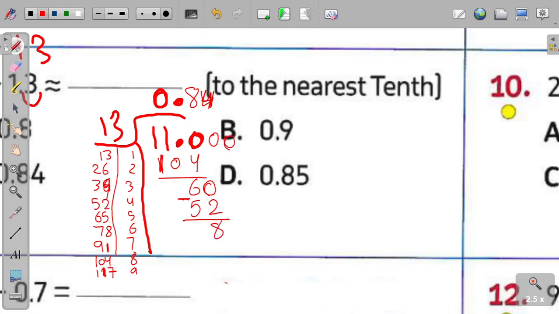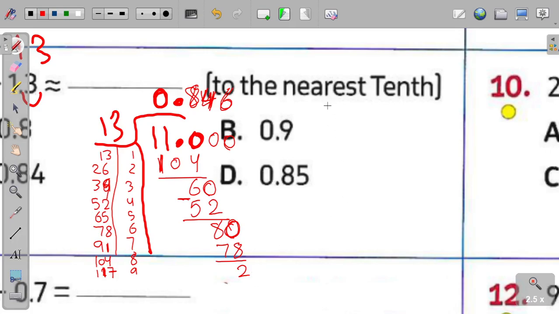And I will add 10 again here and here, so I have 80. 80 divided by 13, I think 80 is between 78 and 91, so I will take 78. 78 divided by 13 equals 6. So I have 8, 4, and 6, and the remainder will be 2.